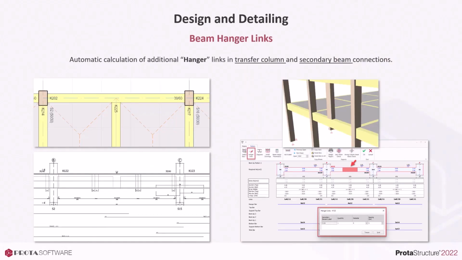Secondary beam to primary beam connections in reinforced concrete structures require special attention. Usually, hanger links are required in the vicinity of the secondary connection. Hanger links are also required in the primary beam where a transfer column sits. This is prominent especially for vertical earthquake effects. ProtaStructure will now detect such situations and provide hanger links automatically.